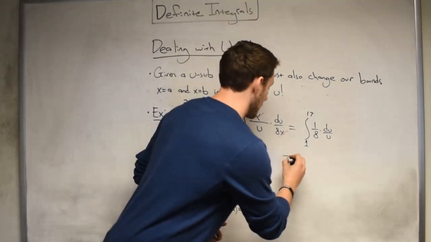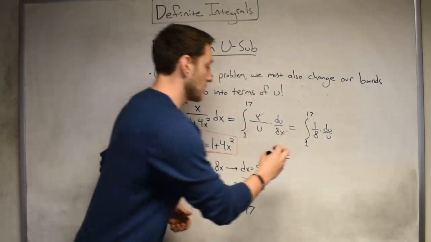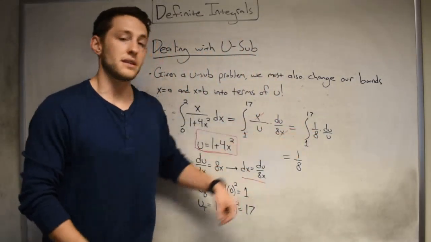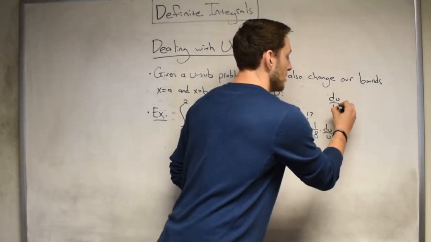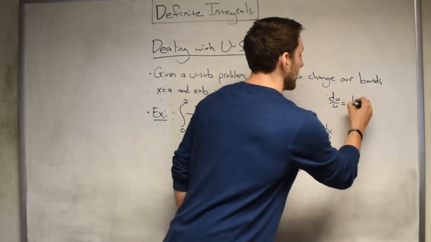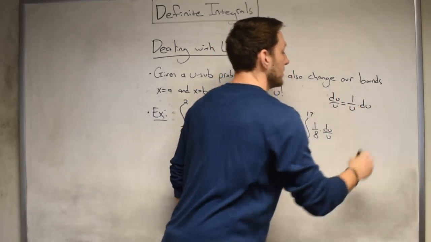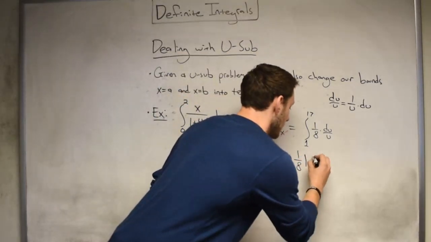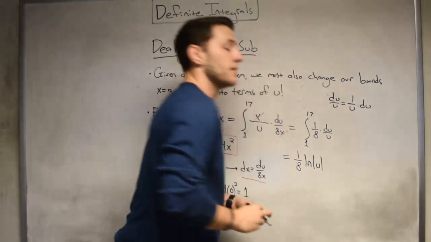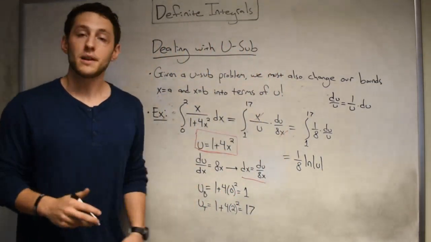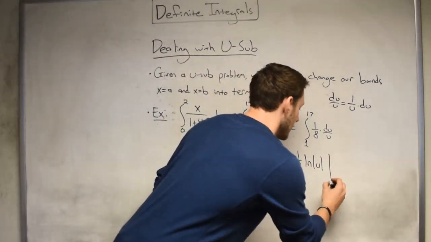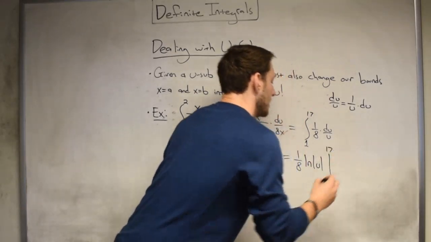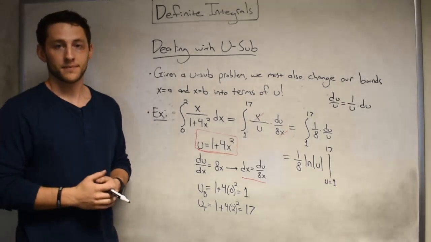So, when we integrate, the 1/8 can be pulled out front. The integral of 1 over u times du, so remember, du over u, if you don't like that notation, can be written as 1 over u du. That will just give me the natural log of the absolute value of u. We don't include the plus c because we have a definite integral. Instead, we draw the evaluation bars from u equals 1 up to 17.